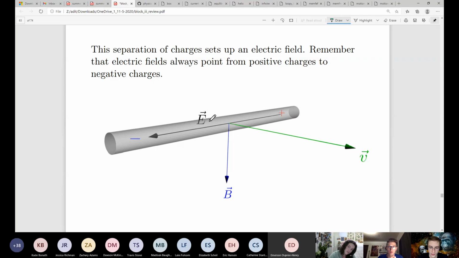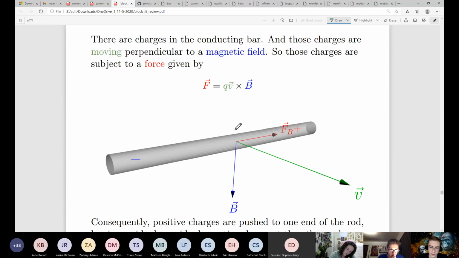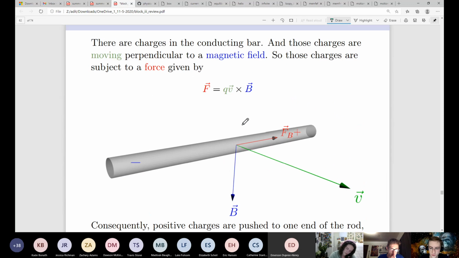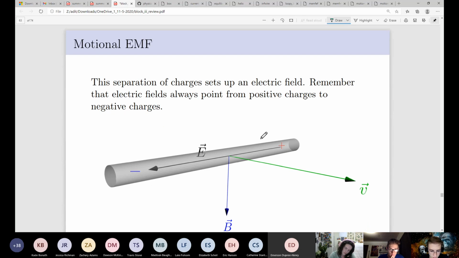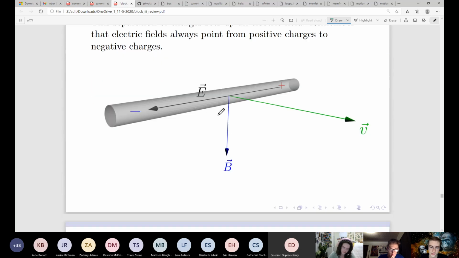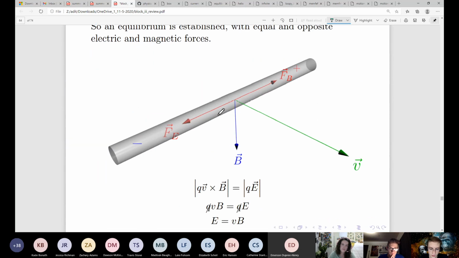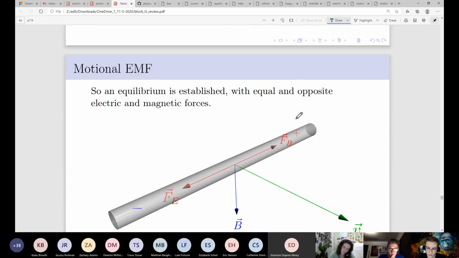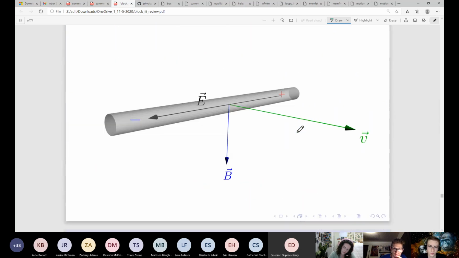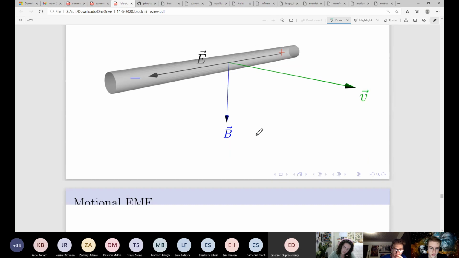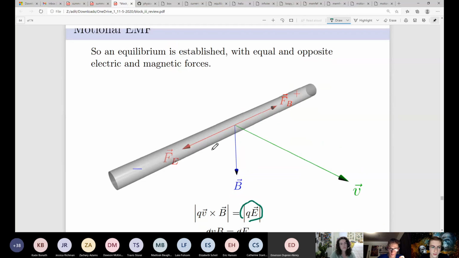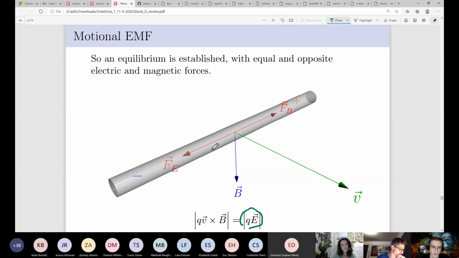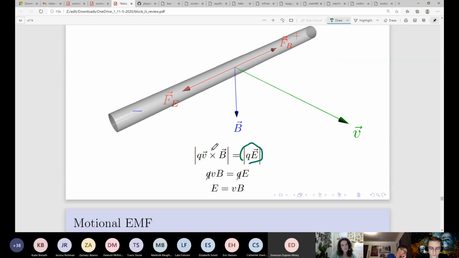And in consequence, there's a magnetic force that's pushing, let's say, the positive charges to the far end of that rod. But as soon as they start moving, there's an electric field. And what do positive charges do in the presence of an electric field? Well, they're subject to an electric force given by Q times E. Those same positive charges that were being pushed to the far end of the rod by the magnetic force, by virtue of getting separated from negative charges, now have an electric field that's pulling them back towards the near side of the rod. So what happens is we get an equilibrium with equal and opposite electric and magnetic forces.